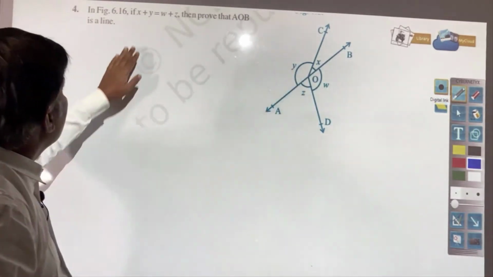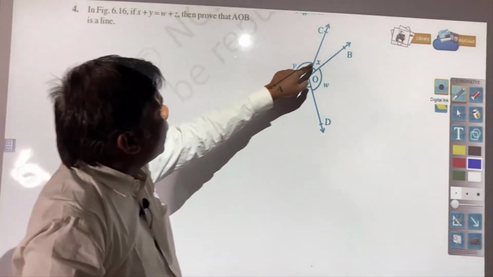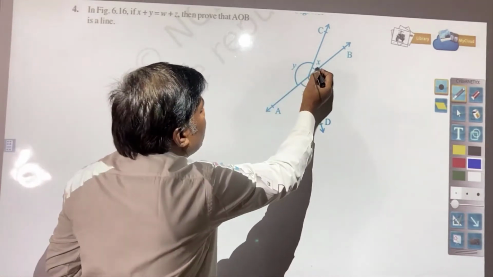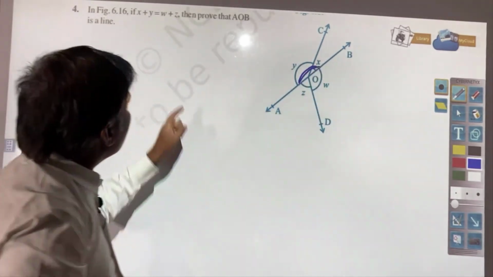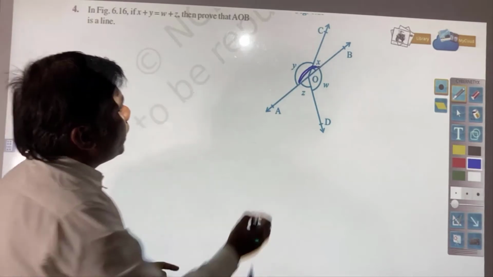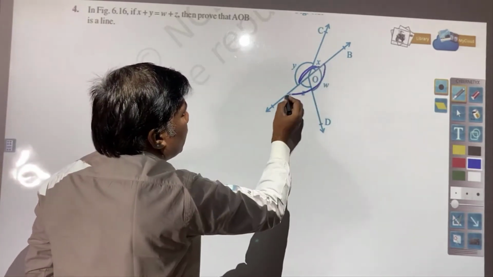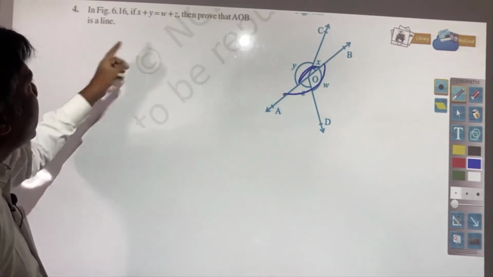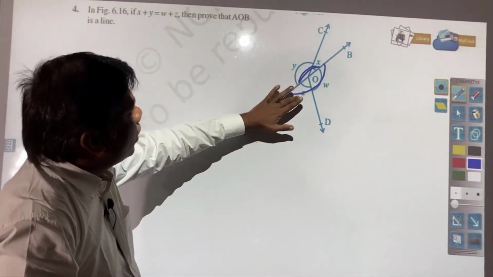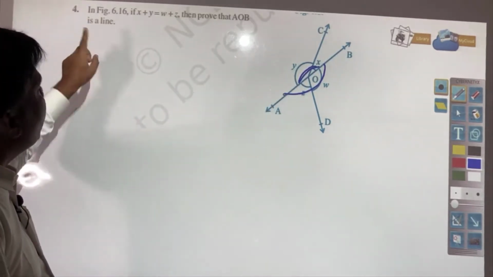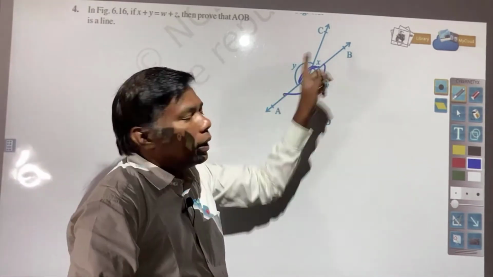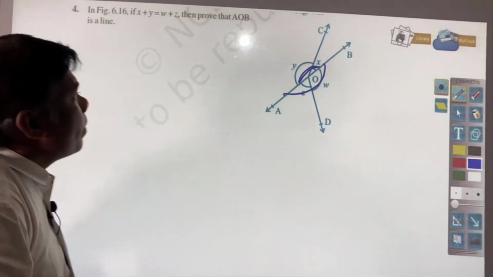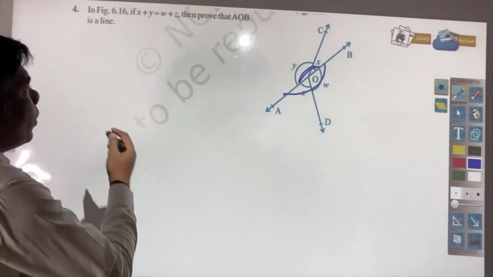Here you see x plus y. It means this total x plus y is equal to w plus z. Means this total w plus z. Then that has been given, that is equal. Then you need to prove that AOB is a line. AOB is a line. So here you see what we will write.